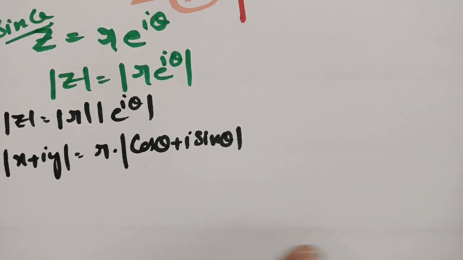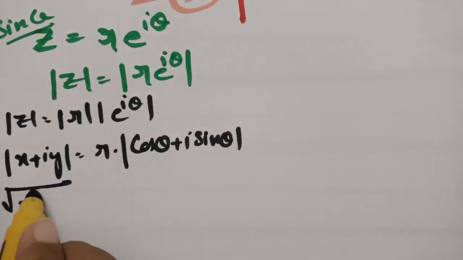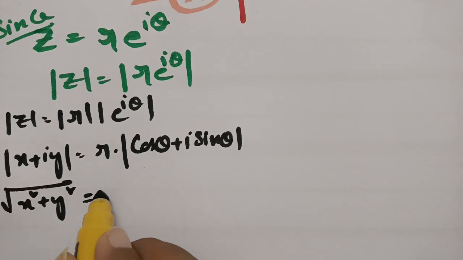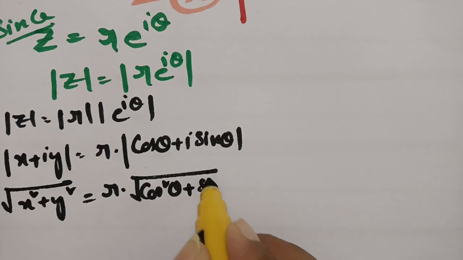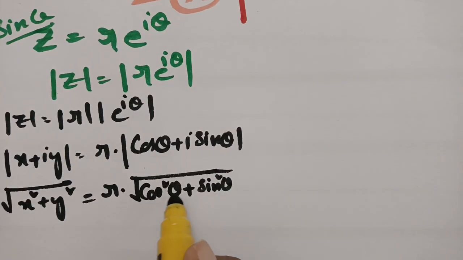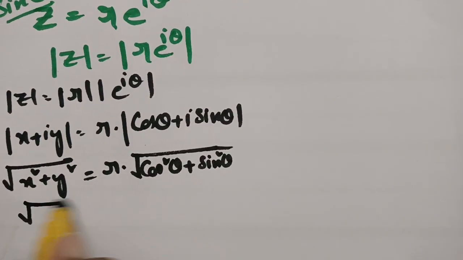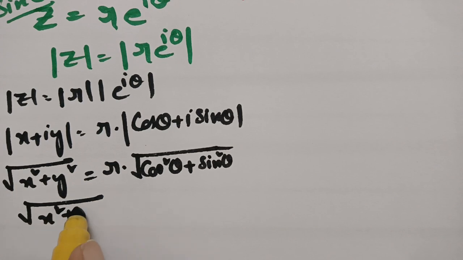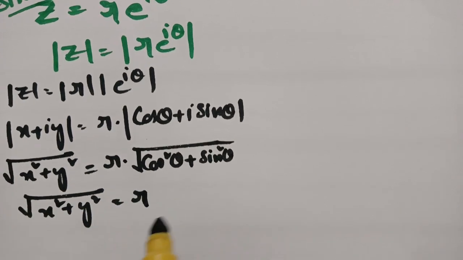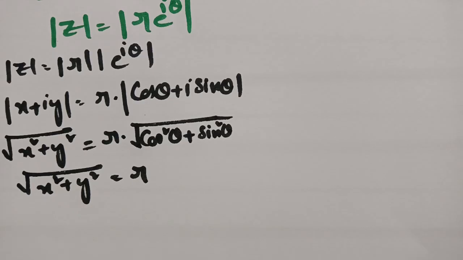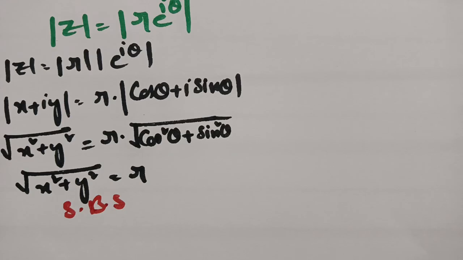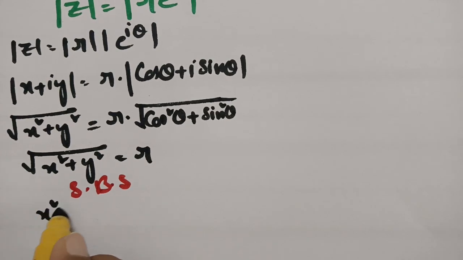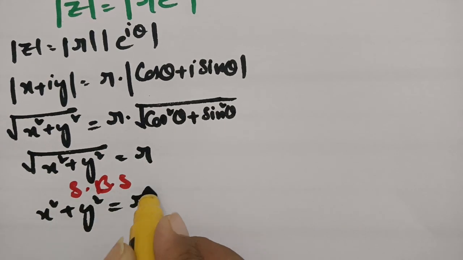Clear? Now mod of x plus iy is nothing but root over x square plus y square. This is r times root of cos square theta plus sin square theta. As you know, cos square theta plus sin square theta is 1. So root of x square plus y square is equal to r. On squaring on both sides, x square plus y square is equal to r square.